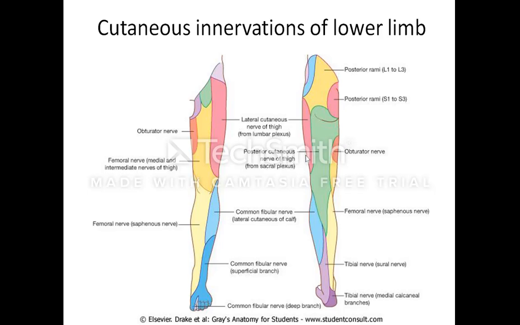Now the cutaneous innervation of the lower limb. The skin over the gluteal region, as we see in this diagram, is innervated by the posterior rami from L1, L2 and L3, and this region close to the natal cleft is innervated by S1, S2 and S3, and this side over the gluteal fold is innervated by the posterior cutaneous nerve of the thigh.